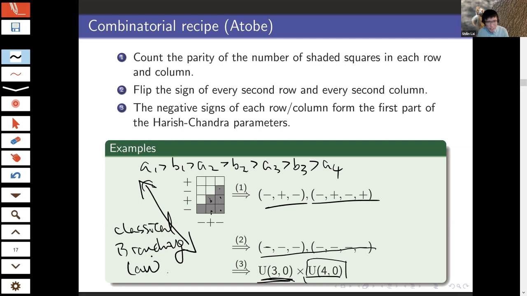The point is there is a precise combinatorial recipe that, given a set of interlacing, tells you which inner forms of the unitary group you should take, and within each inner form tells you which representation you should take. I won't need the details later. I just want to tell you it's relatively simple. Any question before I move on to the global picture?